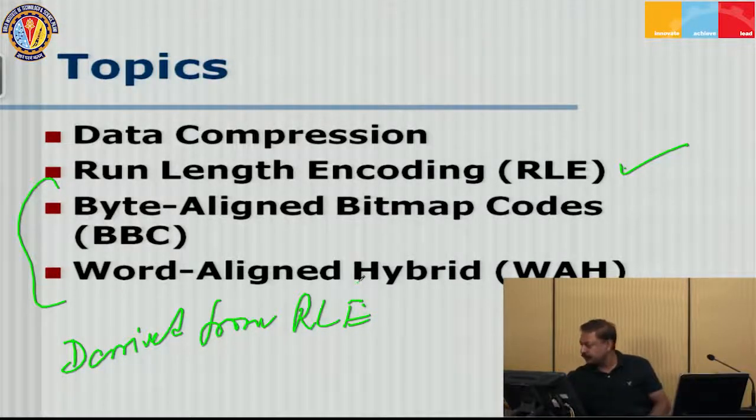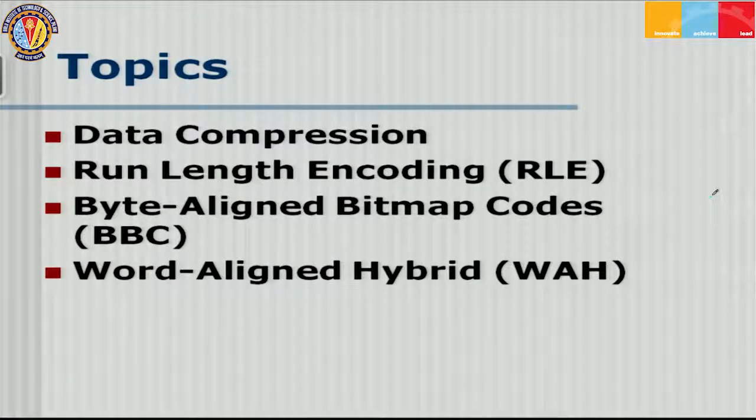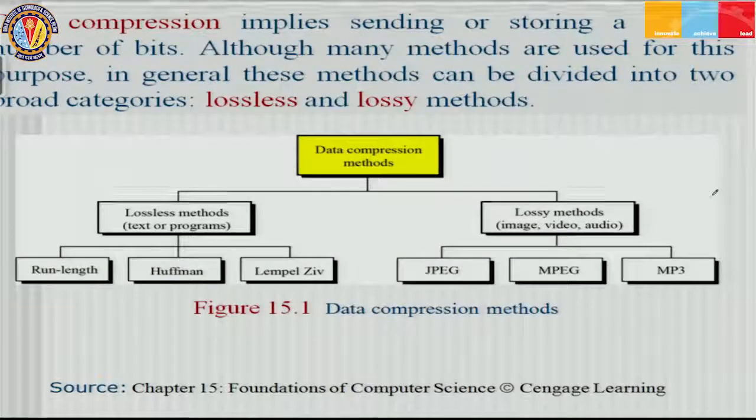So let me talk about compression of data. Data compression basically implies that you are trying to send or store a smaller number of bits than there are originally in the data. Although there are many methods that have been proposed in the literature so far, you can classify data compression methods into two categories. One is lossless and the other is lossy.